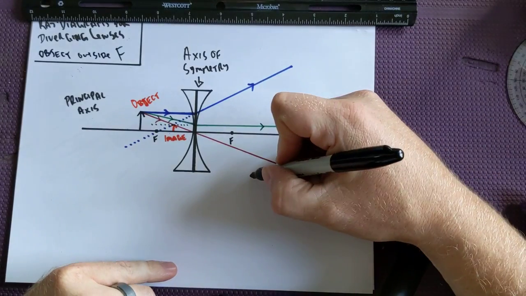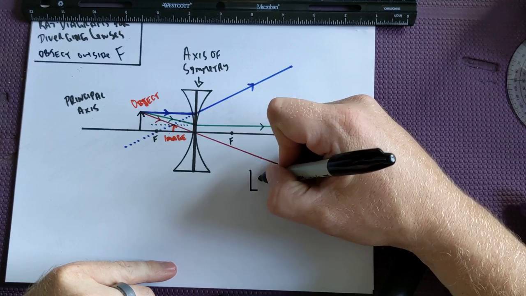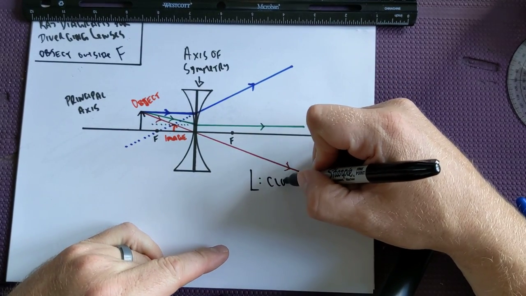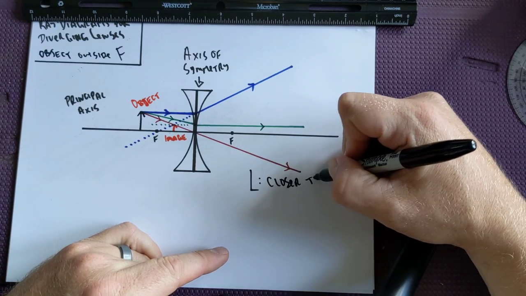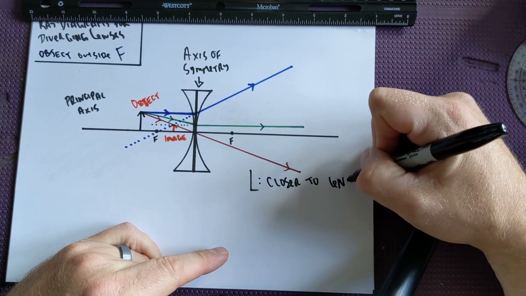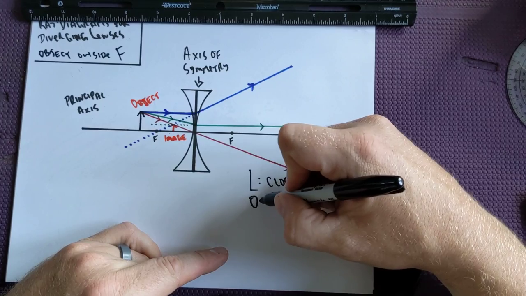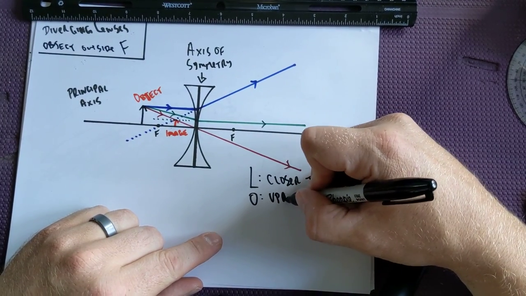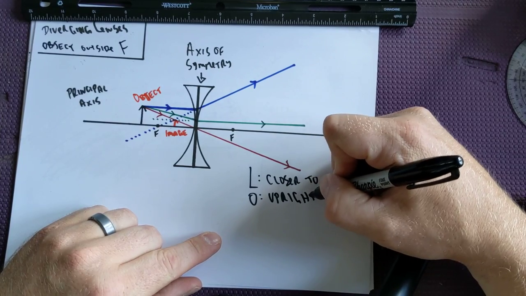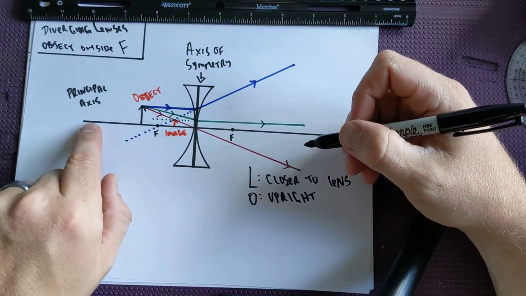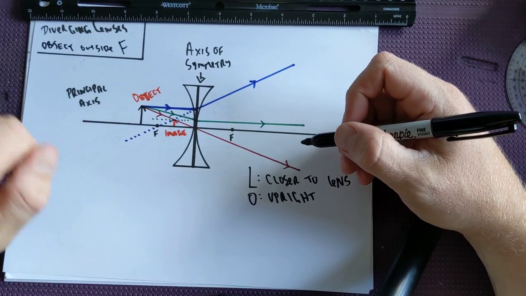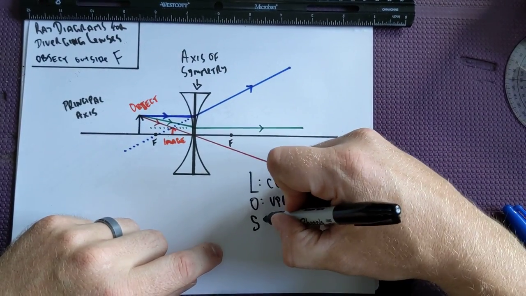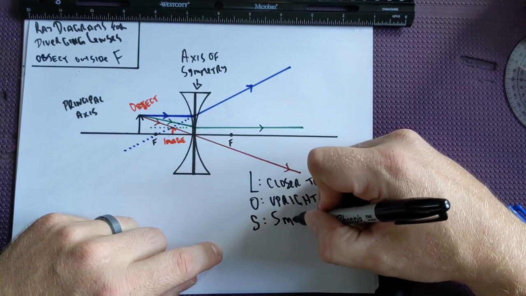Right? So if we're going to look at the location of the image, it's going to be closer to the lens. The orientation of it, it's still going to be upright because it's on the same side of the principal axis as the object. The size, it is much smaller.